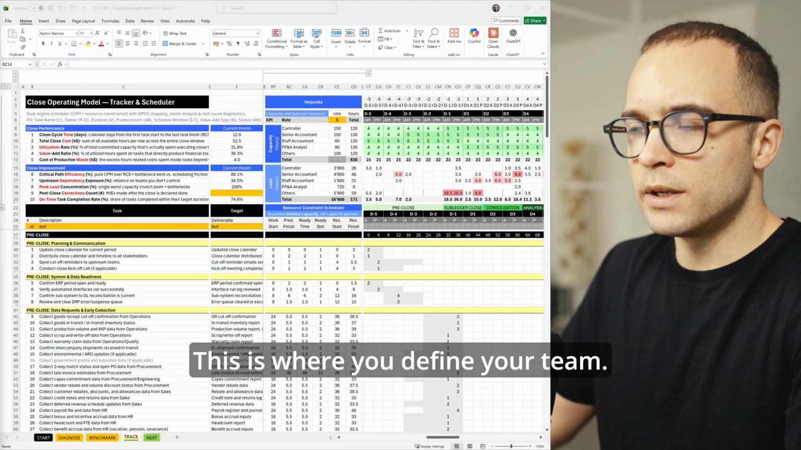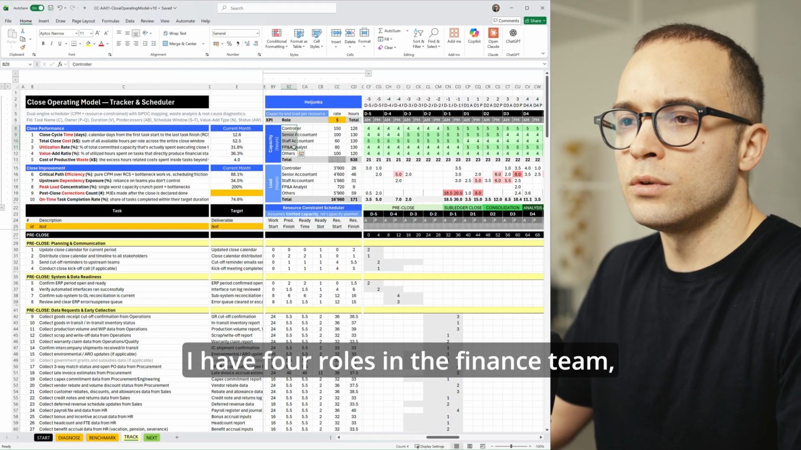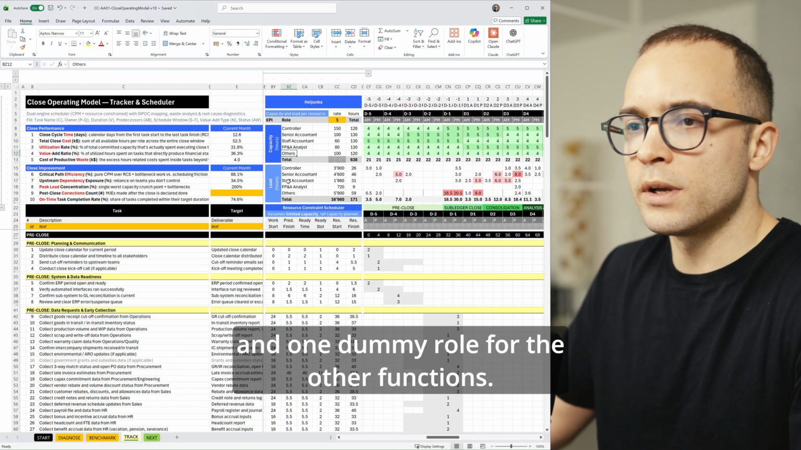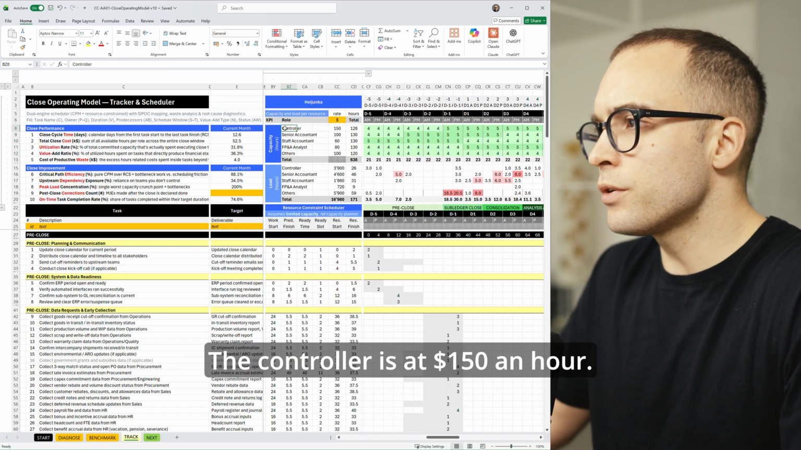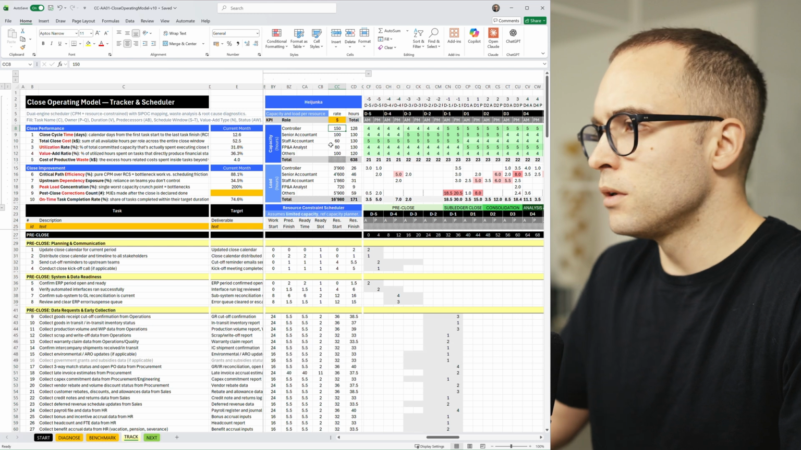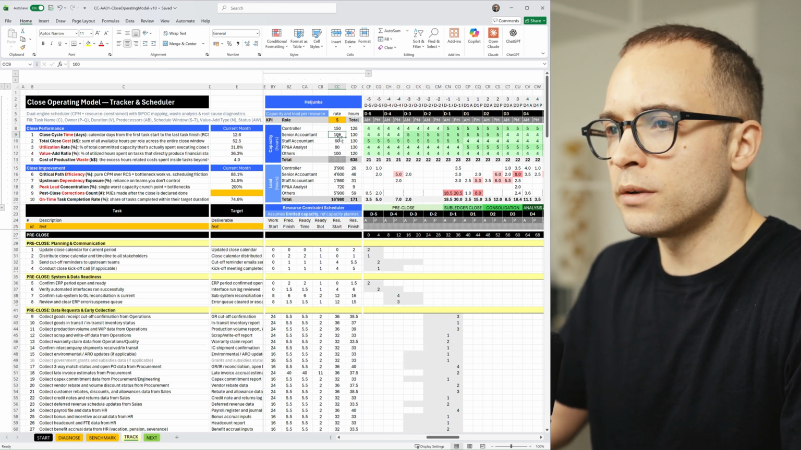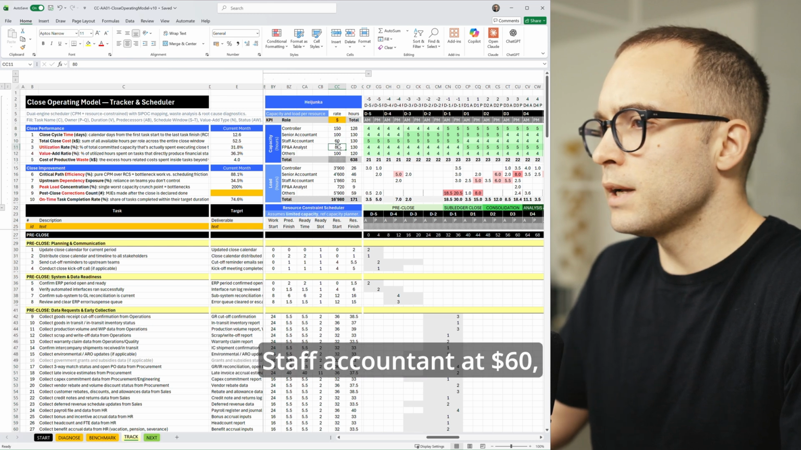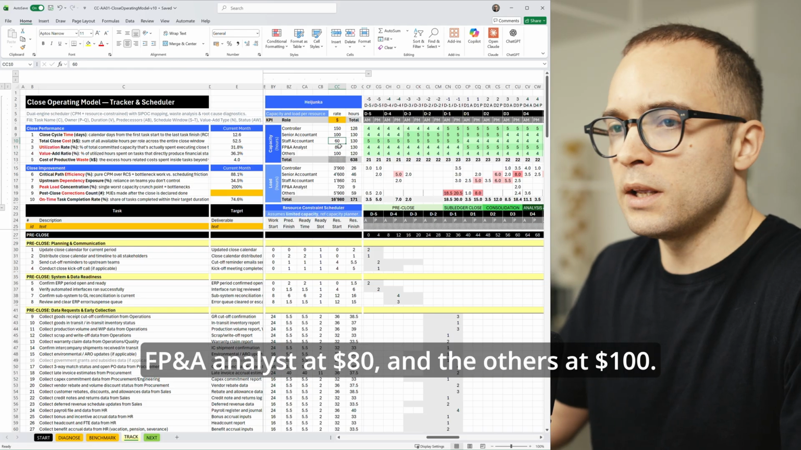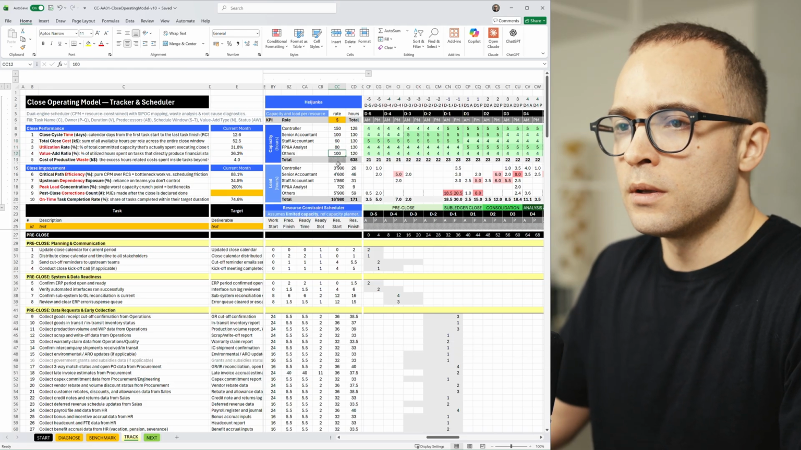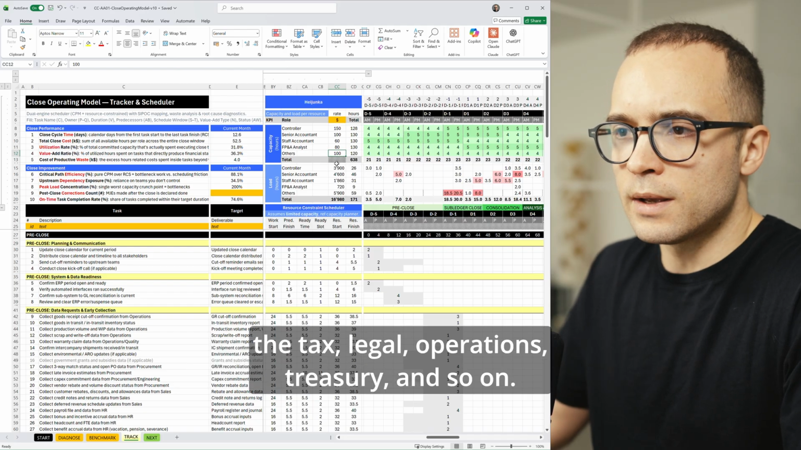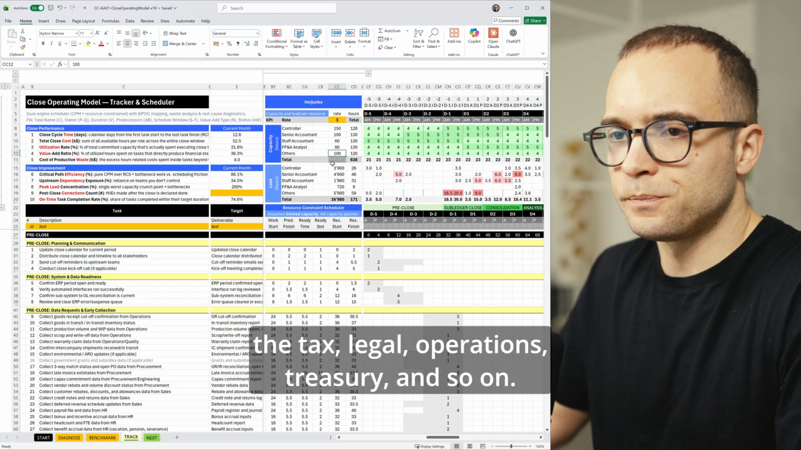This is where you define your team. I have 4 roles in the finance team and 1 dummy role for the other functions. The controller is at $150 an hour. The senior accountant is at $100. Staff accountant at $60, FP&A analyst at $80, and the others at $100. That's your external teams, as I say, the tax, legal, operations, treasury, and so on.